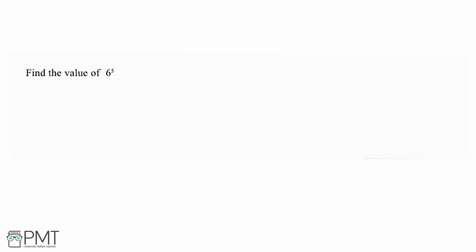We need to find the value of 6 to the power of 5. 6 to the power of 5 is the same as saying 6 multiplied by 6 multiplied by 6 multiplied by 6 multiplied by 6. So multiplying 6 together 5 times, because it's to the power of 5 here. And because this is a calculator question, you can just put this directly into the calculator using the power of button. And if you do that, you should get 7,776, which would get you the 1 mark.